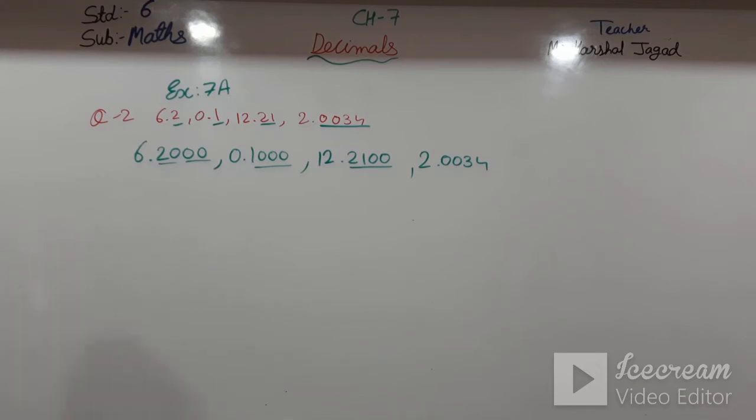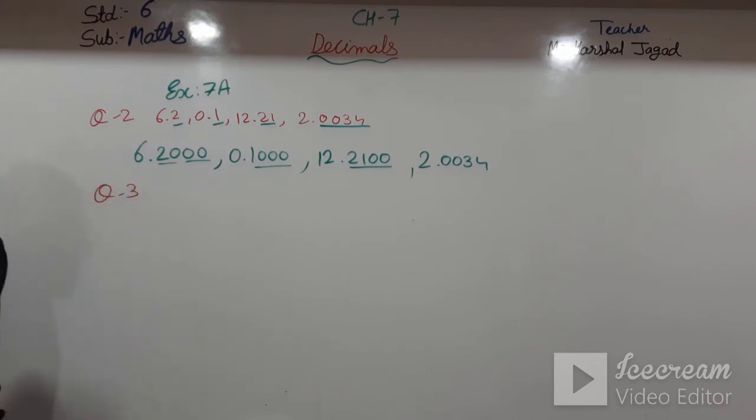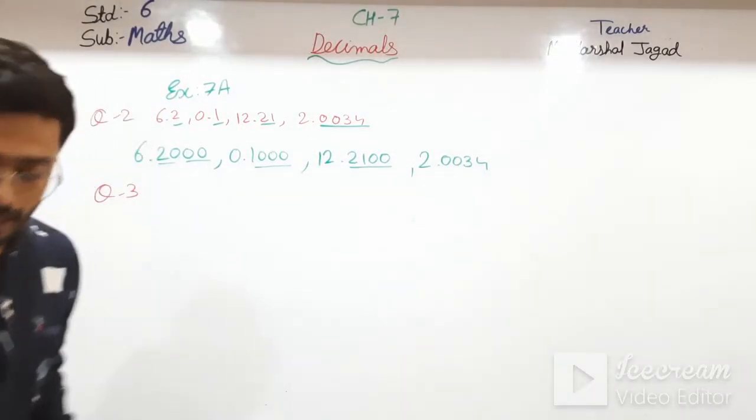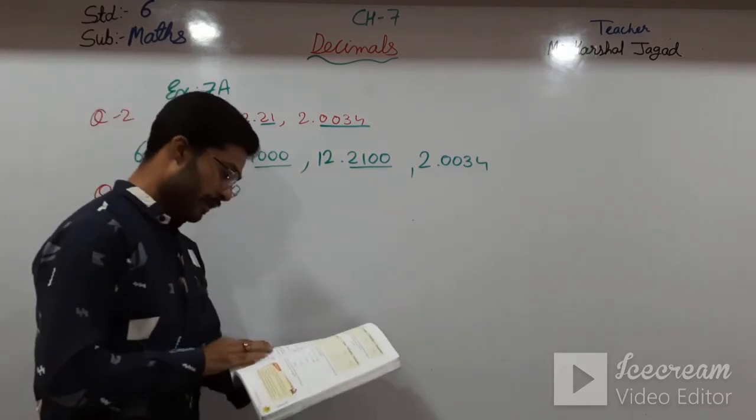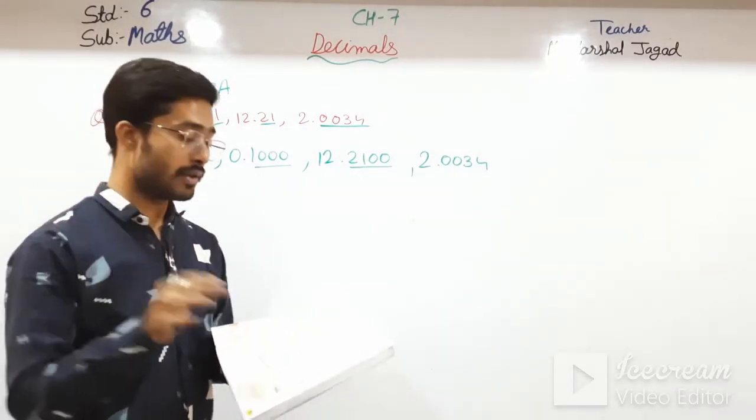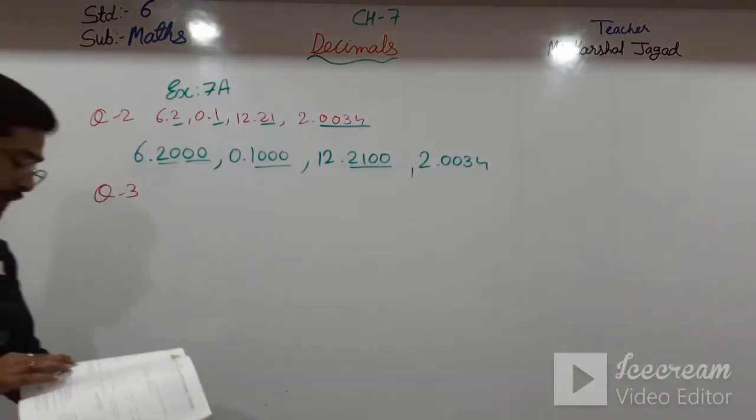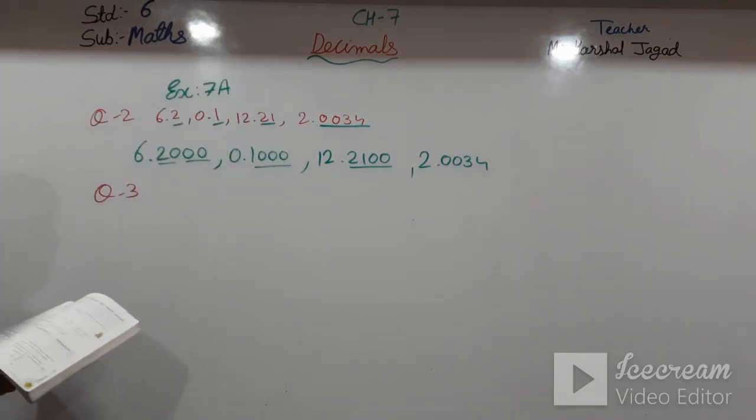Now moving towards question number 3: write the following in the place value table. Question number 3 you have to do on your own. You have to make a place value table like the one we did in example number 3, only the table, nothing else. Only put all the values in the table for question number 3.